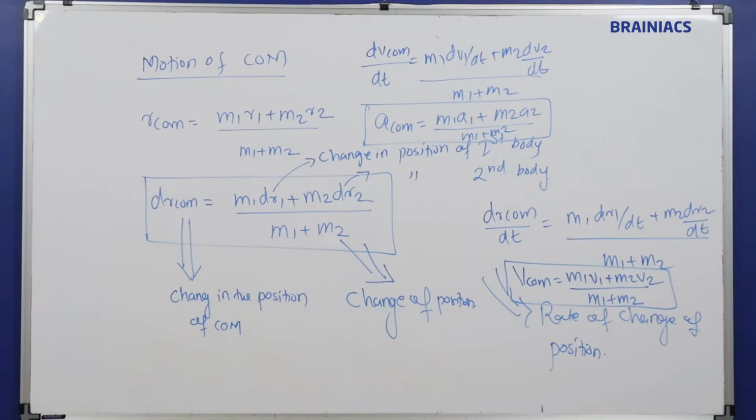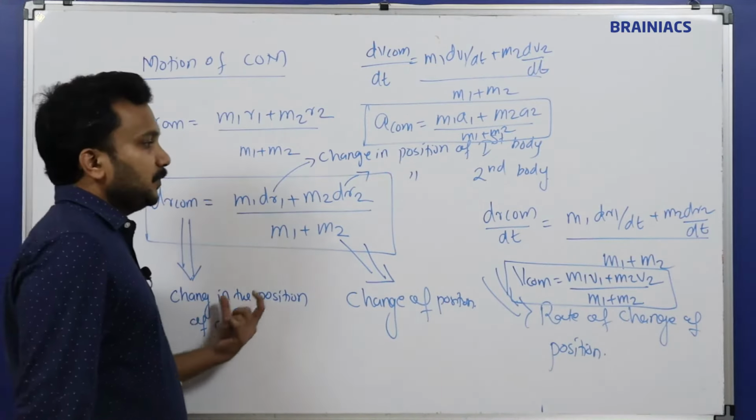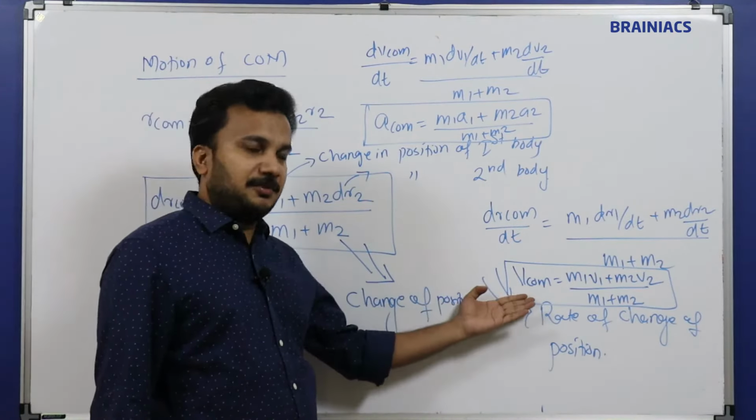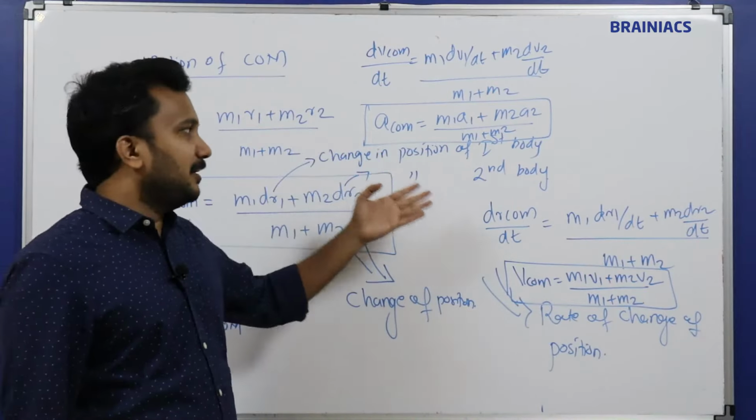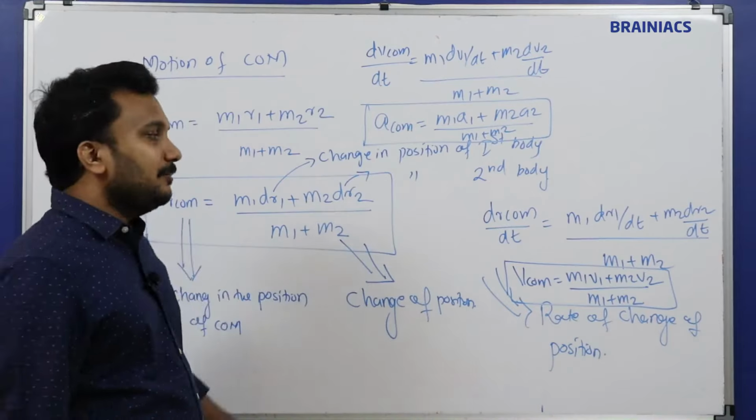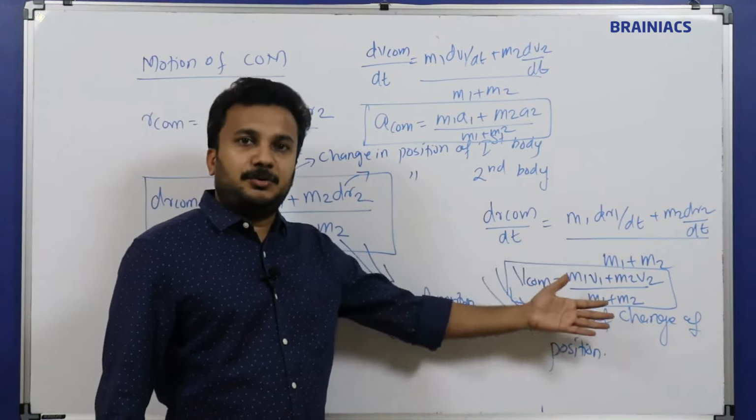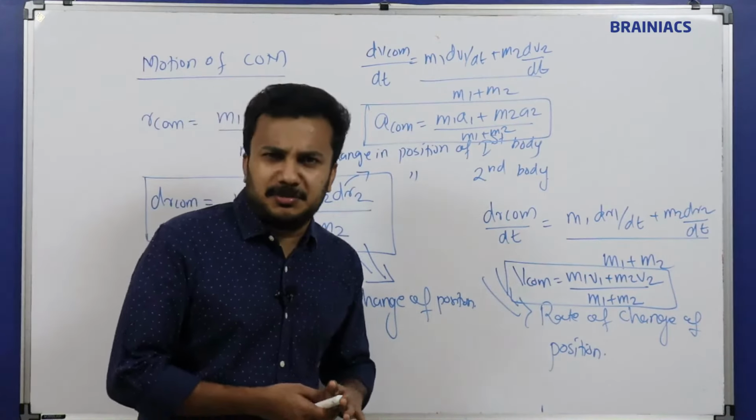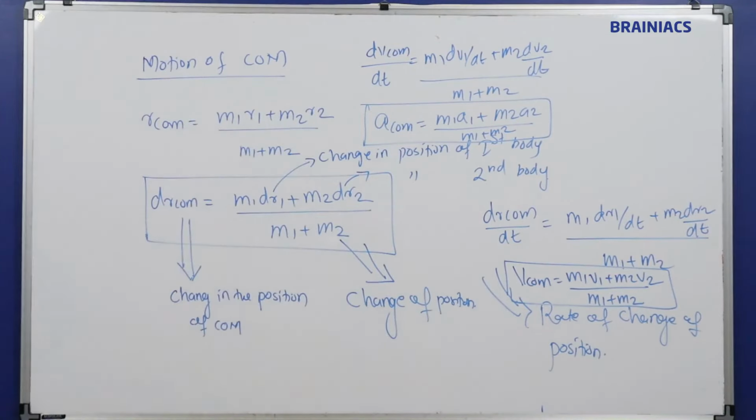So I have given you a couple of formulas. One is change in the position. Rate of change of position gives rise to the velocity formula and the acceleration formula. Simple: m1 r1 plus m2 r2 divided by m1 plus m2 is the position formula. For velocity, m1 v1 plus m2 v2 by m1 plus m2. Acceleration is m1 a1 plus m2 a2 divided by m1 plus m2. It's very simple, no more complications.